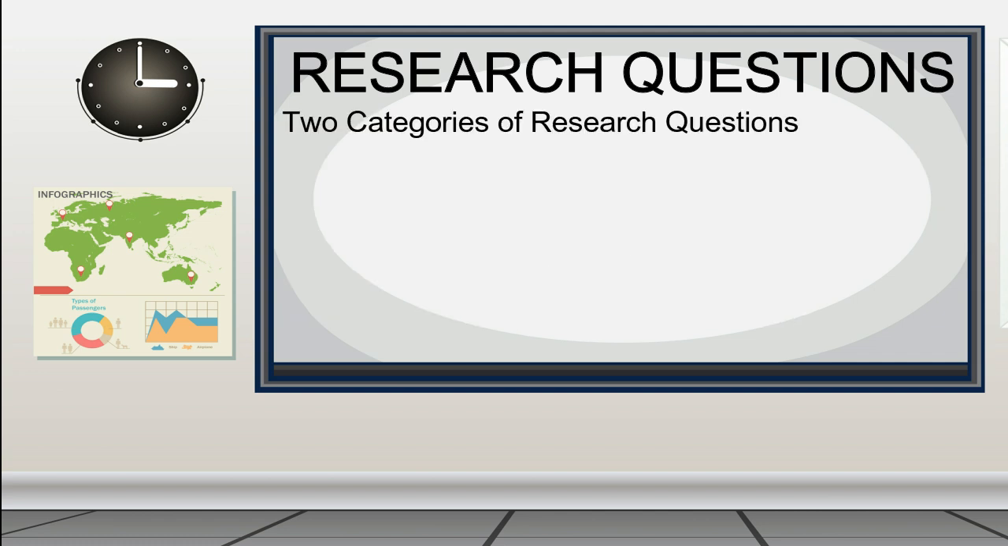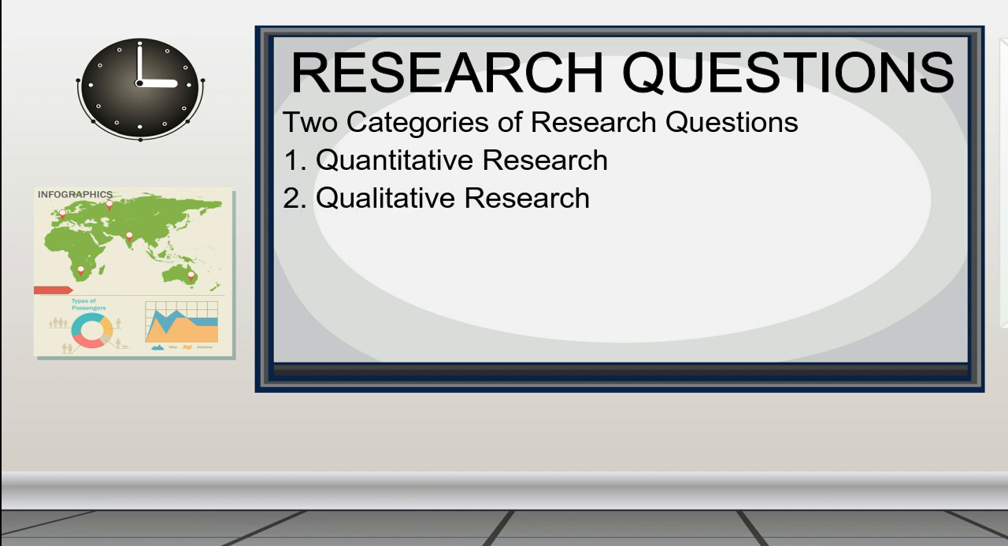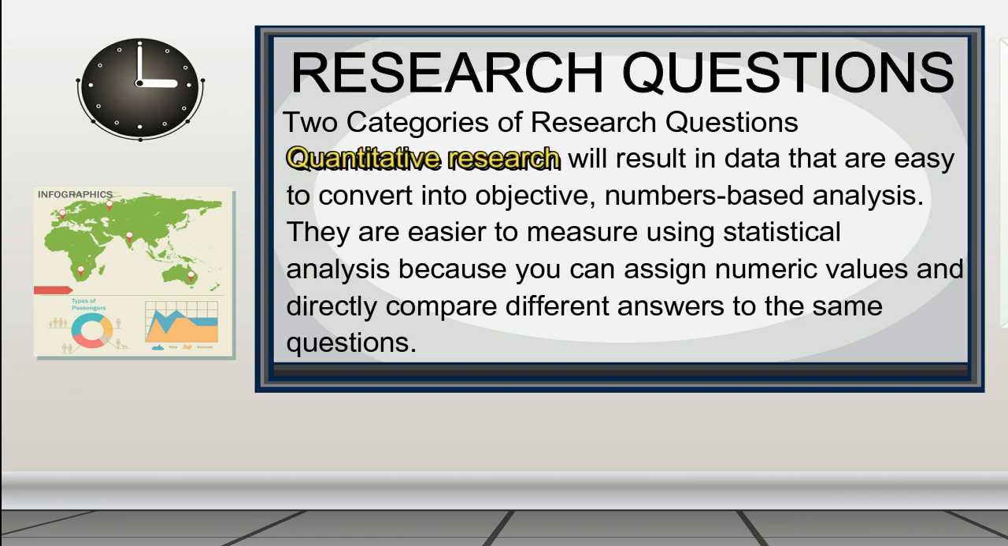Two categories of research questions. There are two main categories of research questions, quantitative and qualitative. Each has its own strengths and weaknesses when it comes to the data they yield. The category you will choose depends on what kind of data you are hoping to collect.